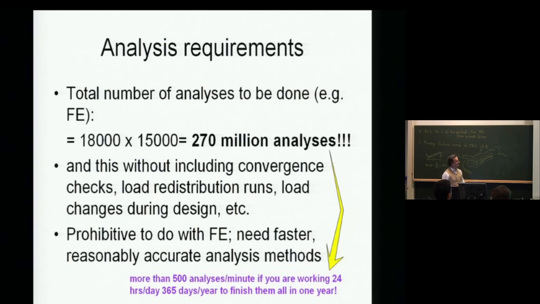So if you are going to do this with finite elements, which is the most accurate method, you will never finish. That's why this course, or courses like this, can be useful. You are not going to get the methods that are the best in all cases, but they will be reasonably accurate to give you a quick design, which allows you, for example, to do optimization and do these 270 million analyses much faster than using finite elements.